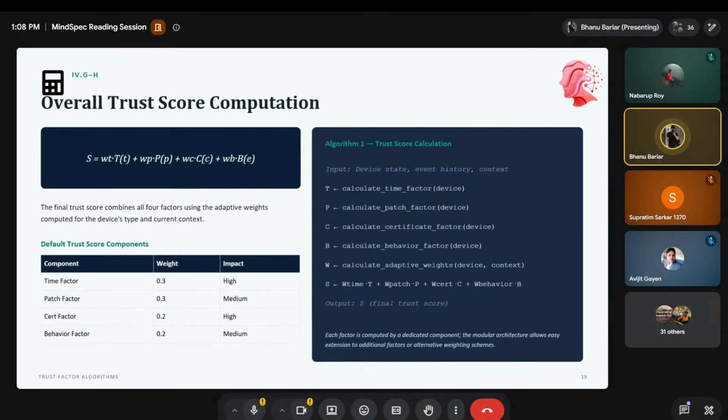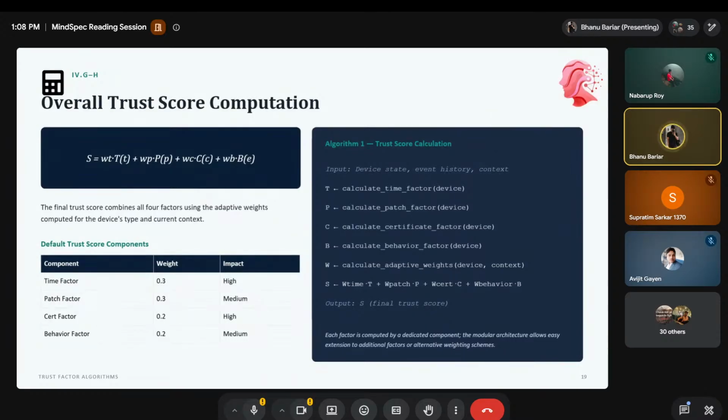default configuration used in the simulation, like for time factor 0.3, patch factor 0.3, certificate factor 0.2, and behavior factor 0.2. We can notice that the time and patch receive slightly greater importance than the certificate and behavior under the default configuration. And on the right, the author summarizes the entire process using the pseudocode.